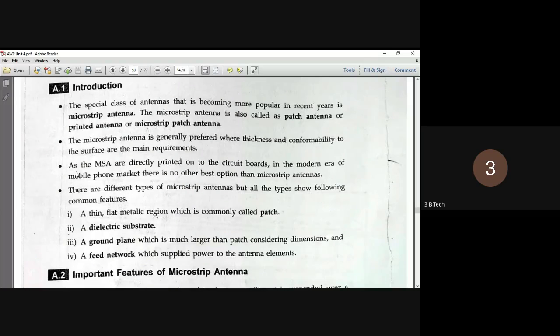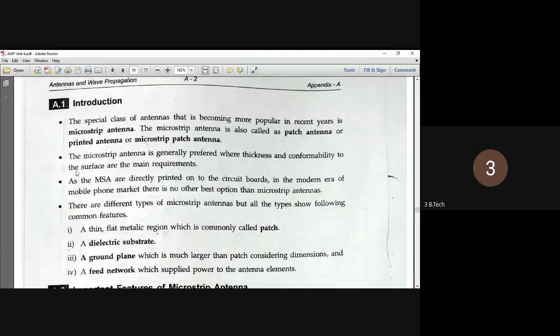Why is there so much preference for microstrip antennas? It is generally preferred because thickness and conformability to the surface are the main requirements. The thickness of a microstrip patch antenna is not large. As the microstrip patch antennas are directly printed on circuit boards, as soon as you prepare the design, you can directly etch and print it on circuit boards.